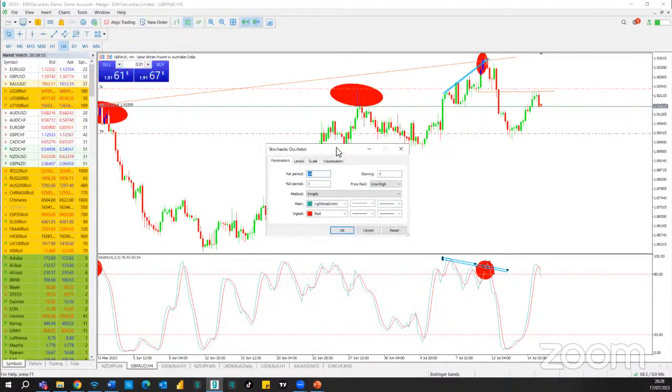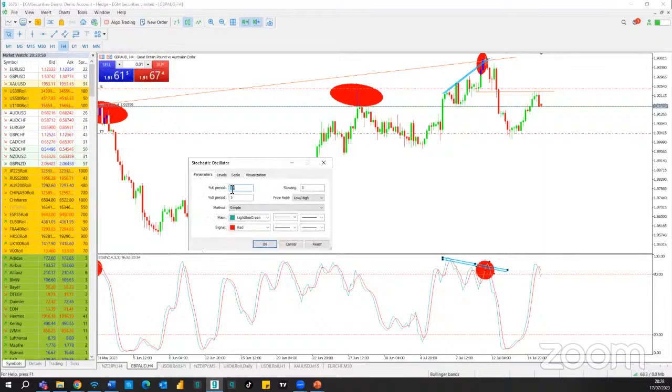What I have here, the setup I have for the stochastic is 14 for the percentage K period, and I'm doing 3 for the percentage D period and slowing. So let me explain a little bit on what that percentage K period is and the percentage D period.